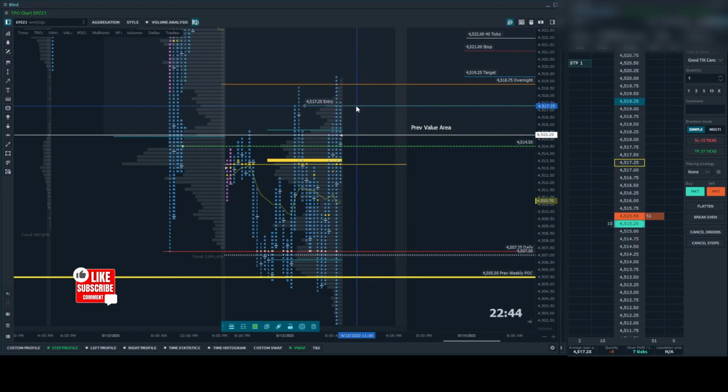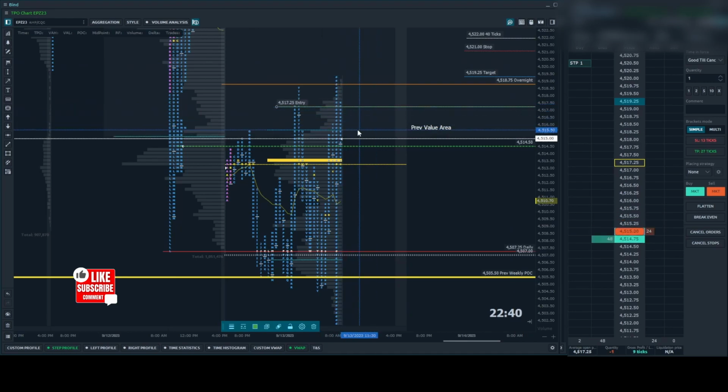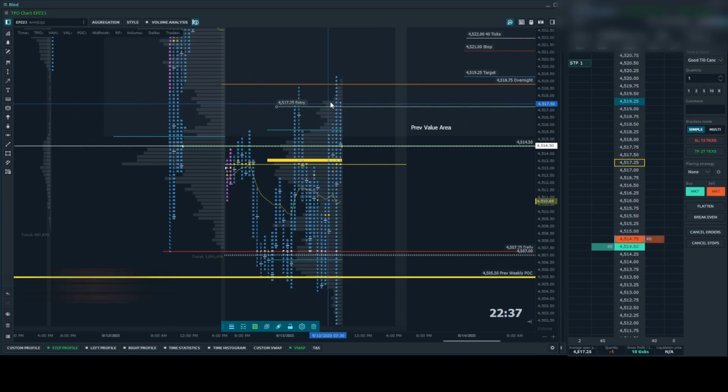Here was my entry at 1725. I was looking at the edge of this profile here. Figured we'd go to here, so I put my order at that level.